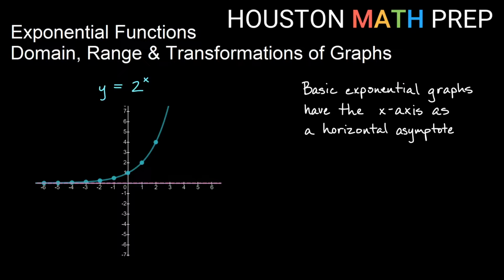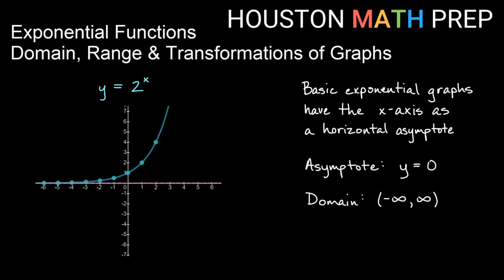We're going to talk to you about graphs of exponential functions, finding domains and ranges for exponential functions, and also doing some transformations of exponential graphs. So here I have a basic exponential graph, y equals 2 to the x. Remember that we said in our last video that a basic exponential function is going to have the x-axis as a horizontal asymptote. We might also want to write our asymptote as an equation, so remember that the equation for the x-axis is y equals 0. So our horizontal asymptote in this instance is y equals 0.